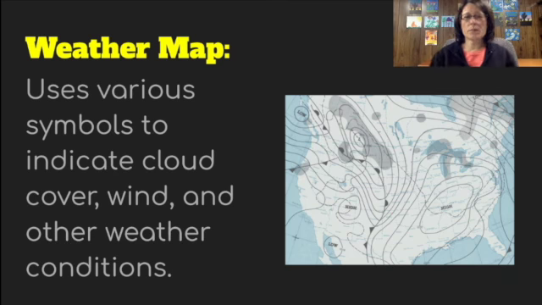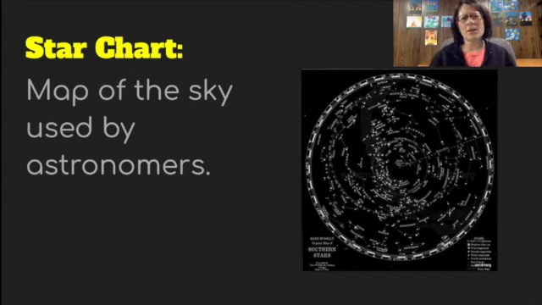One map that I'm sure we're all familiar with is the weather map. And a weather map uses various symbols to indicate cloud cover, wind, and other weather conditions. So we'll be taking a look at these maps so that you can better understand them when you see them perhaps on television. And then a really special kind of map that you might not be as familiar with are star charts. These are used by astronomers to map the sky so that you can look up and be able to tell what star or constellation you are looking at.